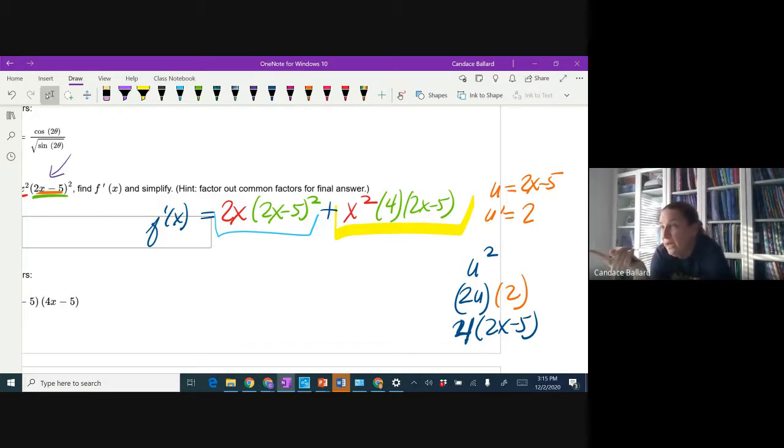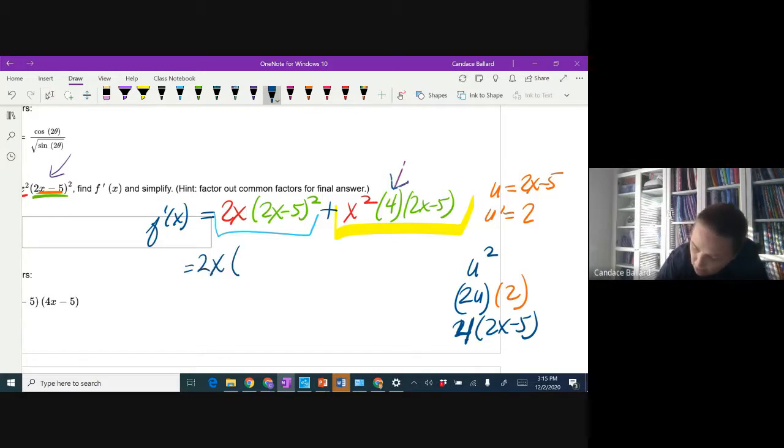Okay, I like the 2x because there's a 2 hiding. Look at this. There's a 2 hiding inside that, isn't there? It's not obvious right off the bat, but there's a 2 in there. So we're going to take out actually a 2x times (2x minus 5). Talk about a crazy greatest common factor. So when I look at what's left behind in the blue, I would just have one of these, so I'd have a 2x minus 5 left.